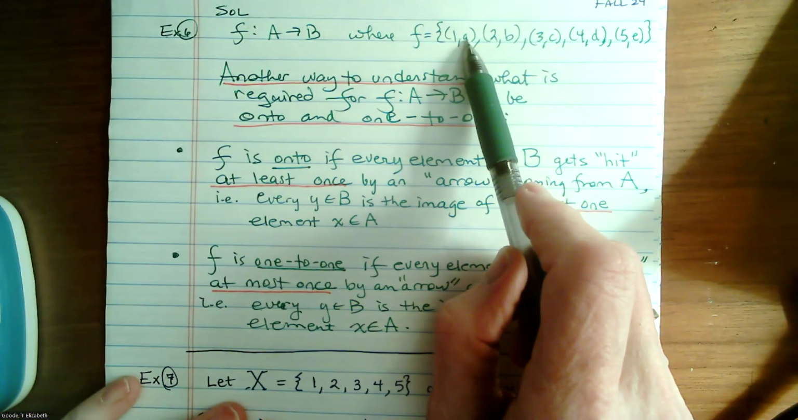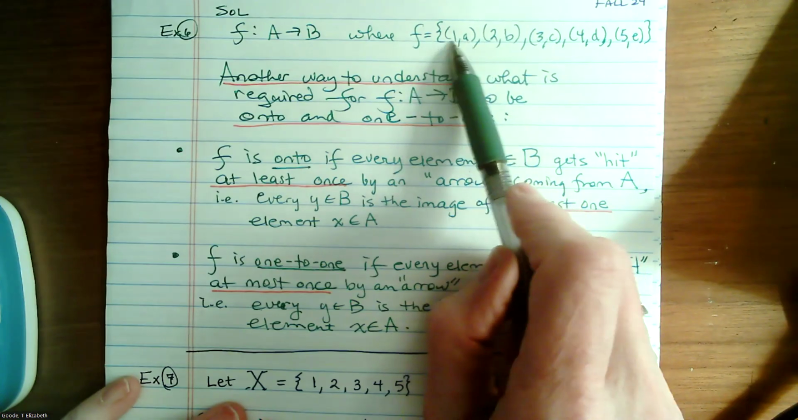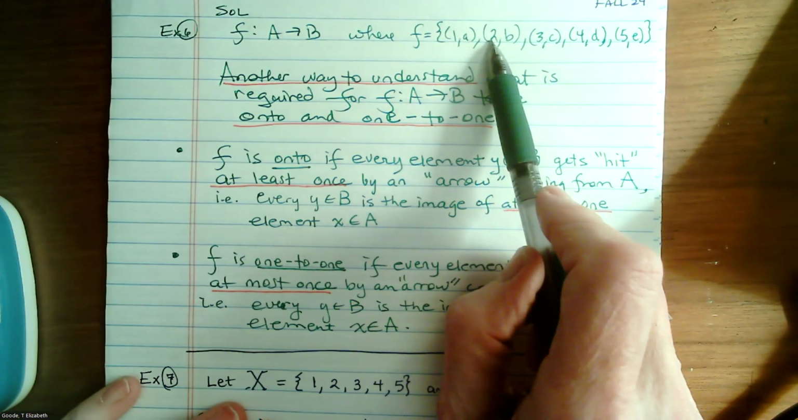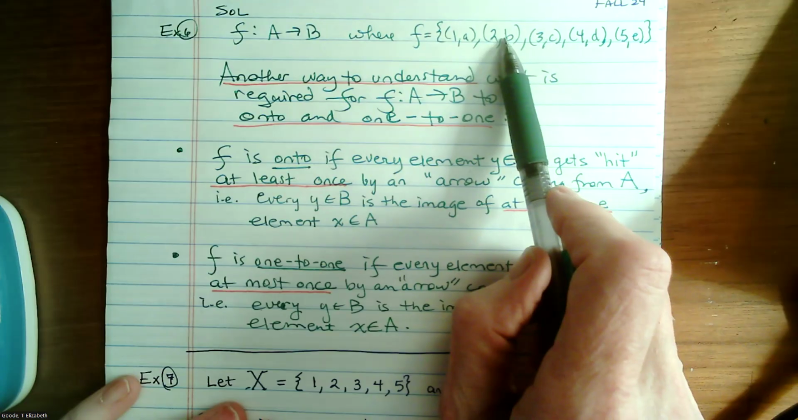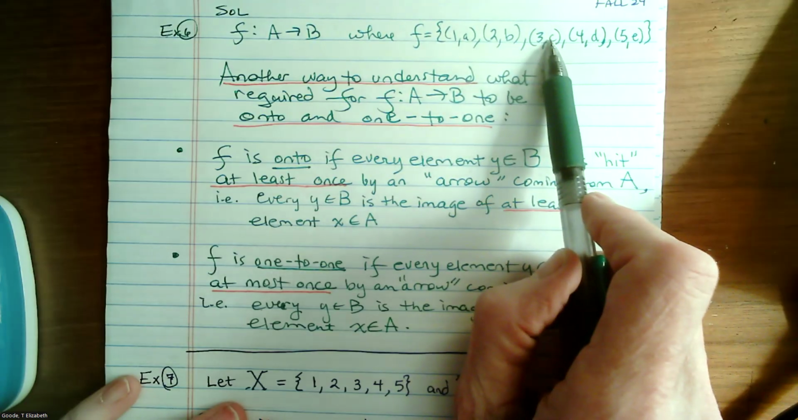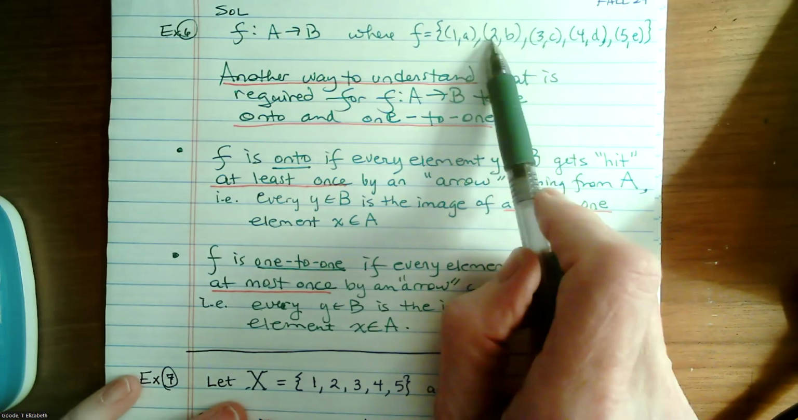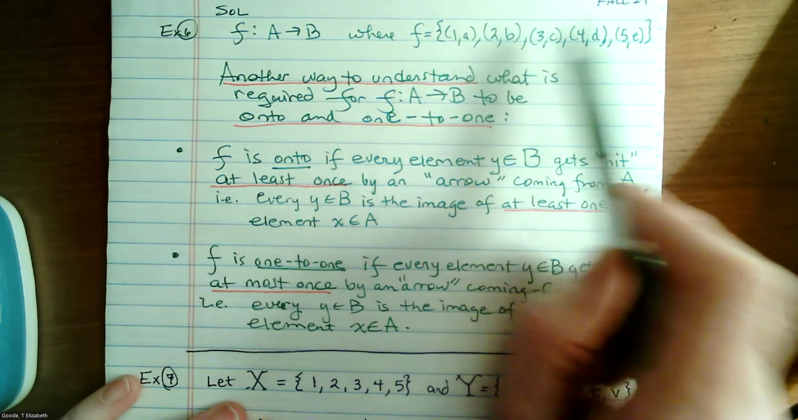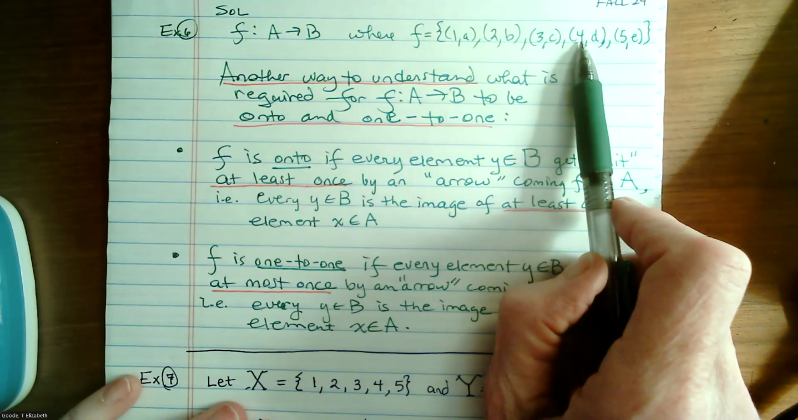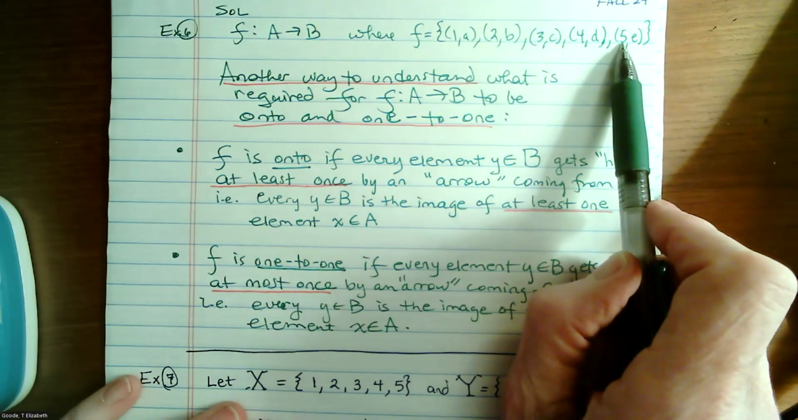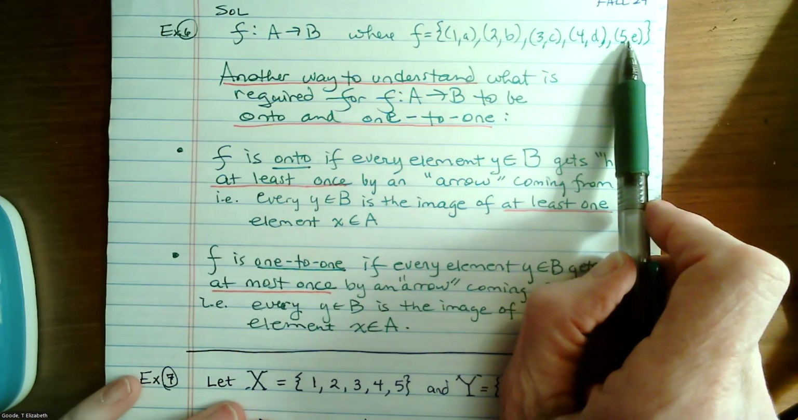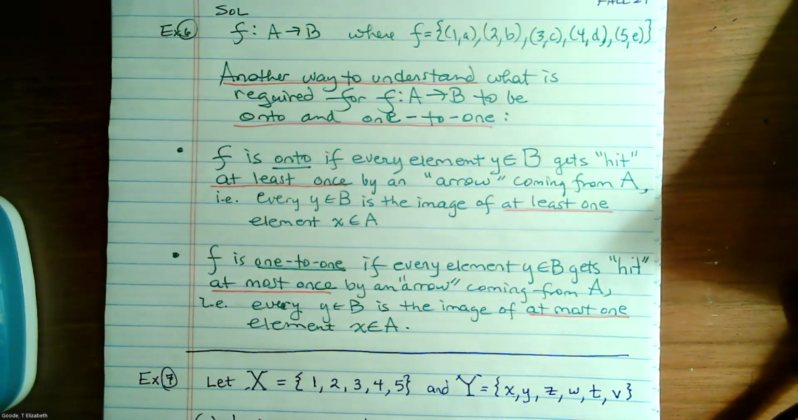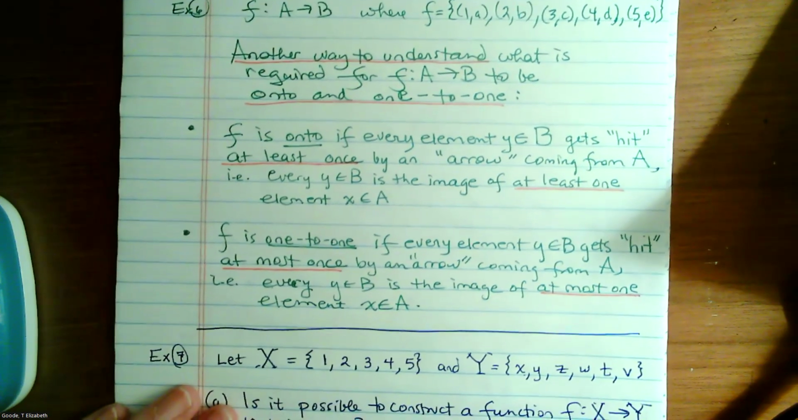You have 5 choices for places to send 1. You could send it to A, B, C, D, or E. But then when you get to 2, if you want to be one-to-one and onto, you can't send it to wherever you sent 1. So there's 4 choices to send 2, times 3 choices to send 3, because you can't send 3 to any of the 2 places you sent 1 and 2. There's 2 places left to send 4, 2 elements to map it to. And then 5, by the time you get to 5, there's only 1 element left. So it's 5 choices times 4 choices times 3 choices times 2 choices times 1 choice, or 5 factorial different functions from A to B that are one-to-one and onto.